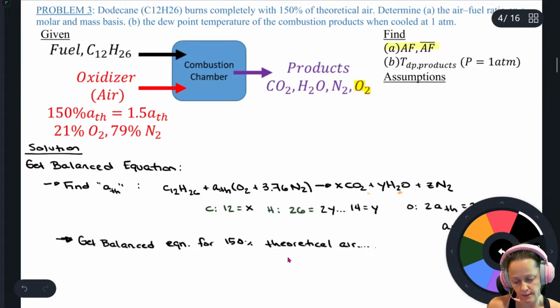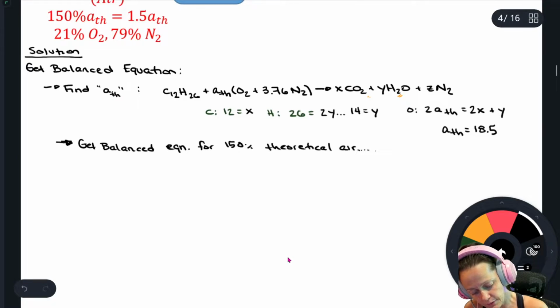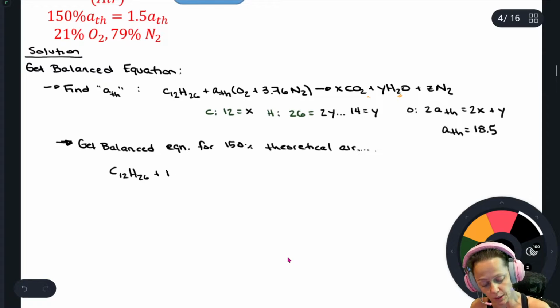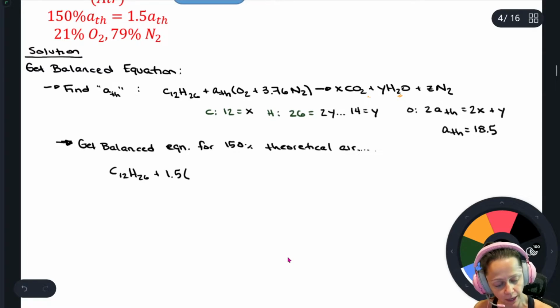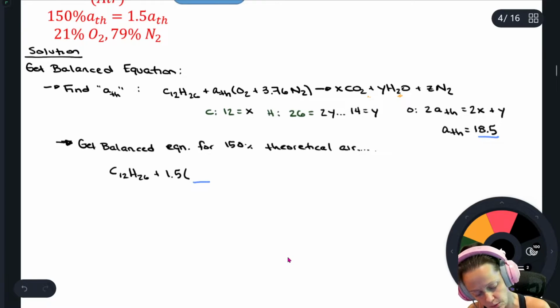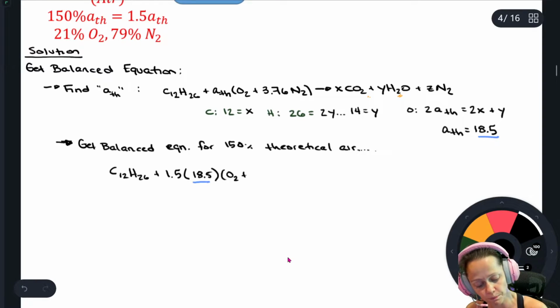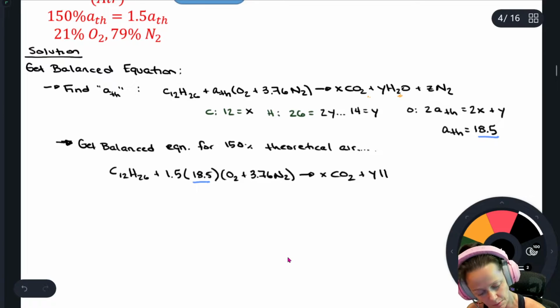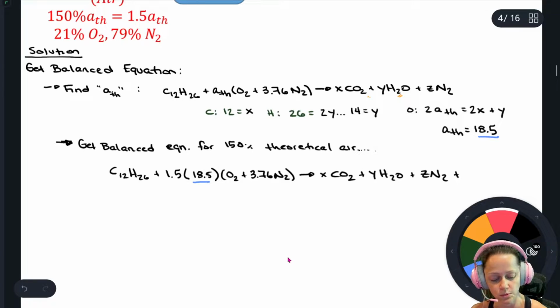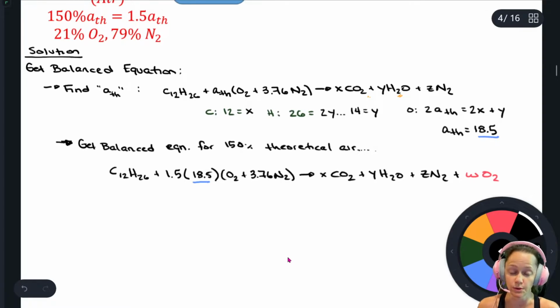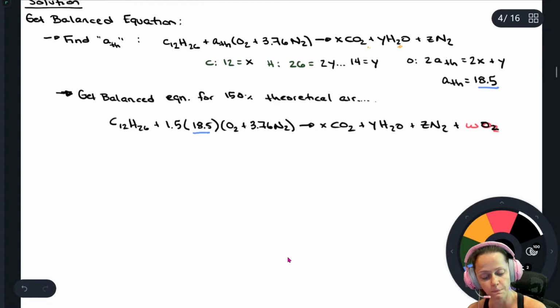All right, so let's do that. I have C12H26 plus 150% theoretical air, so 1.5 times that theoretical air. So it's going to be 18.5 times O2 plus 3.76 nitrogen, and that's going to give me some amount of CO2, some amount of H2O, some amount of nitrogen, and some amount of oxygen. And I don't want to forget about that guy.